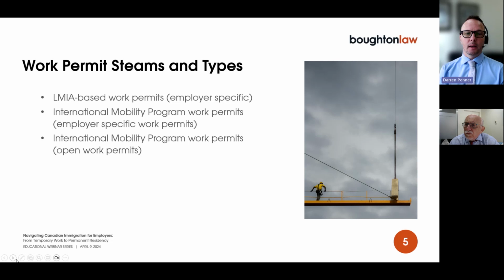But generally speaking, you're going to see LMIA-based work permits that are employer-specific, meaning the employee can only work for you, and then work permits that are issued through the International Mobility Program. We call that the IMP for short, and that program basically covers LMIA exemptions, so times when an employer doesn't have to get an LMIA before hiring an employee. Sometimes IMP work permits are employer specific, meaning the employee can only work for you. Other times they'll be open work permits, which means that the employee can work for anyone.